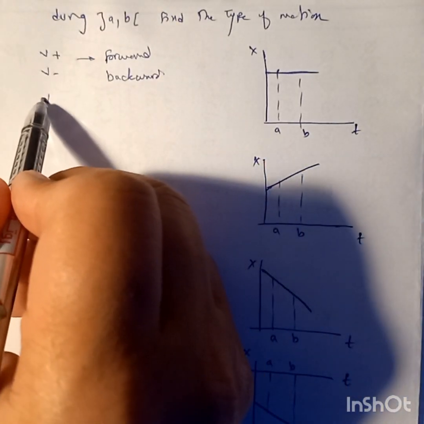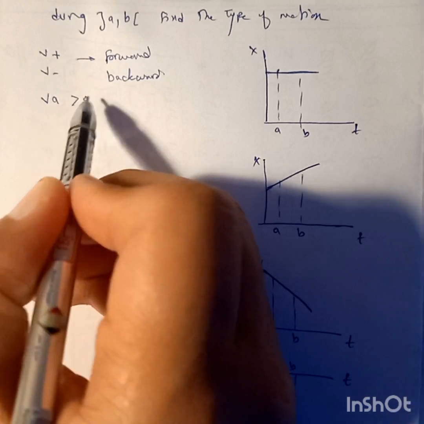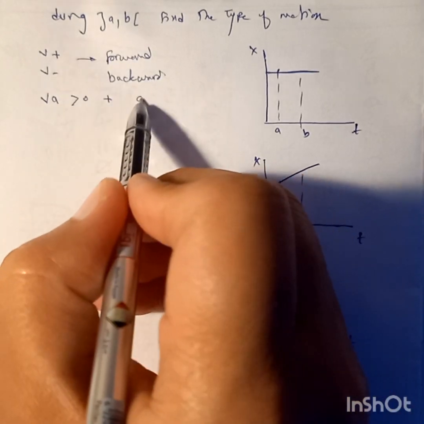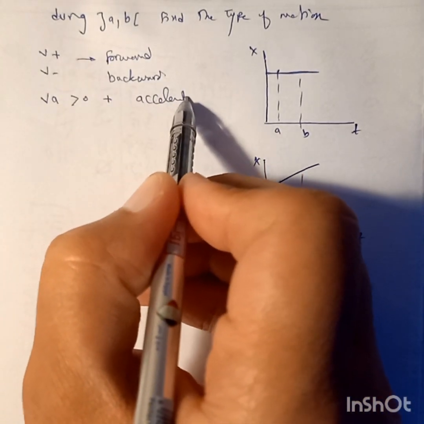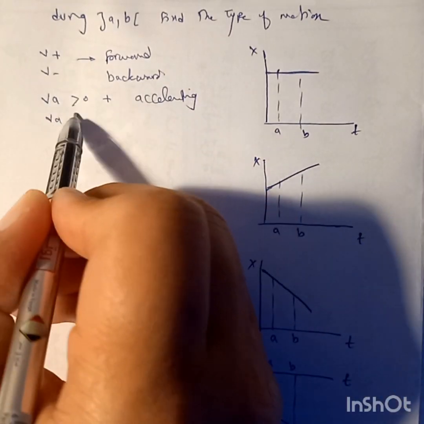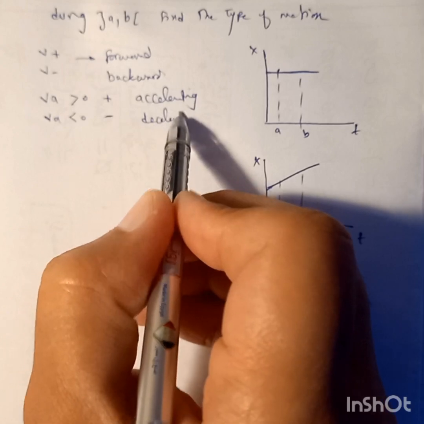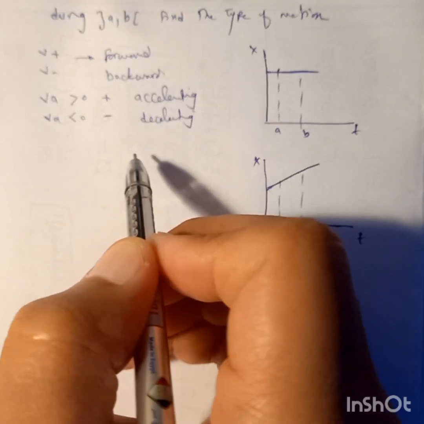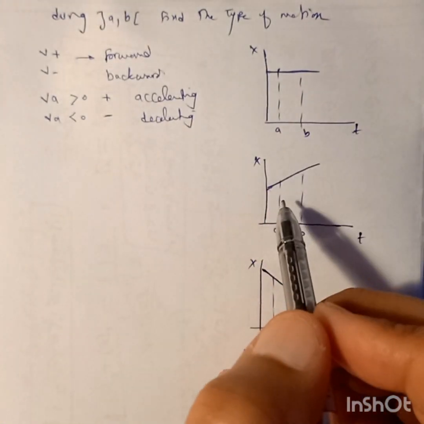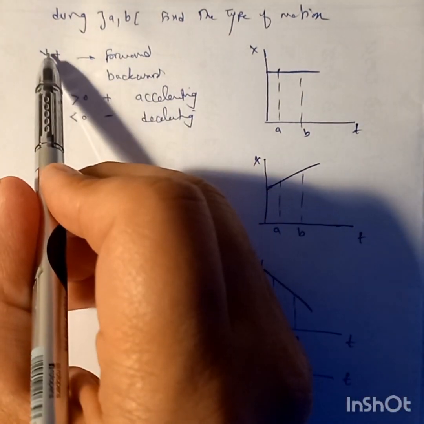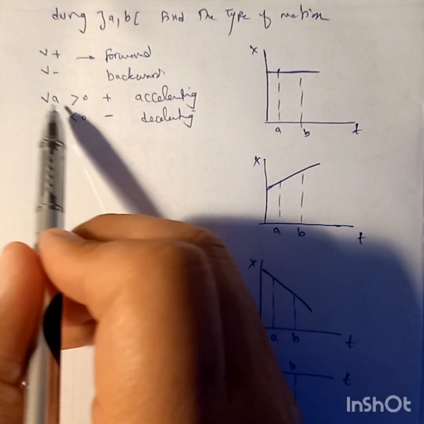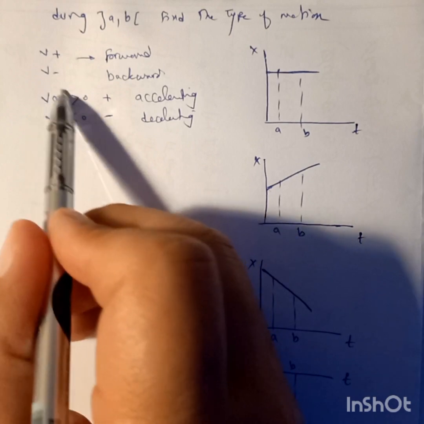Okay, if v times a is greater than 0, or positive, then we have accelerating motion. If v times a is less than 0, negative, then we have deceleration, or decelerating motion. Then for each given curve we need to find the sign of v and a, and multiply v and a to find the sign of this multiplication.